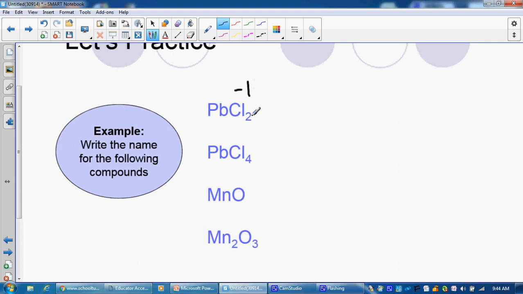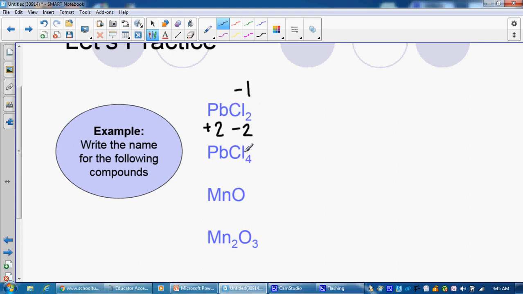Okay, so now looking at this, we know that chlorine has a -1 charge, but there's 2 of those. So we know our total charge is going to be -2 here. So we know our metal charge has to be +2 because there's only 1. So +2 minus 2 is equal to 0. So this would be lead 2 chloride.